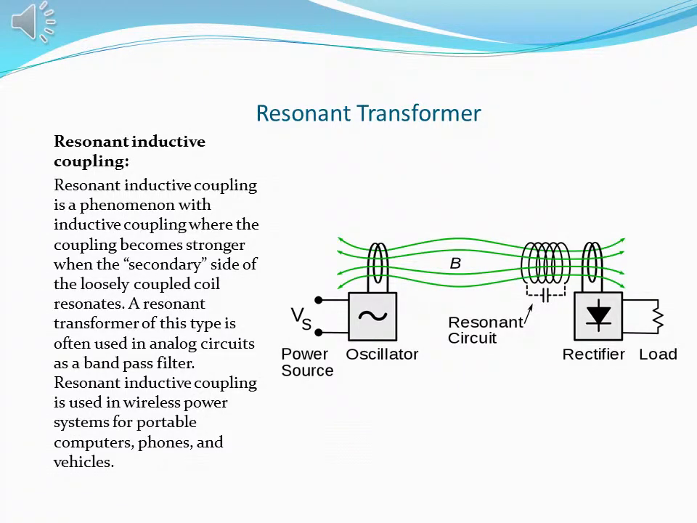Resonant inductive coupling is a phenomenon with inductive coupling where the coupling becomes stronger when the secondary side of the loosely coupled coil resonates. A resonant transformer of this type is often used in analog circuits as a band-pass filter. Resonant inductive coupling is used in wireless power systems for portable computers, phones, and vehicles.